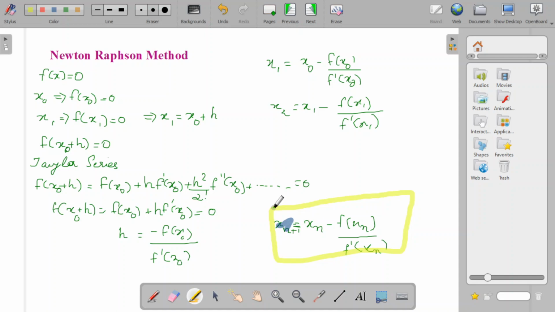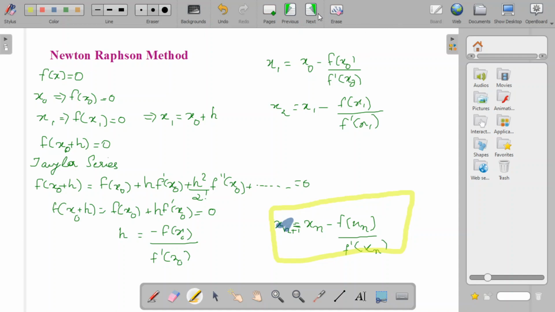First, assume x0, find x1 using this equation, x2 using the next equation, and like that we go on. Finally we see that the values we find converge, and xn plus 1 is found as the solution of f(x) equal to 0. So this is how the Newton Raphson method is mathematically worked out.